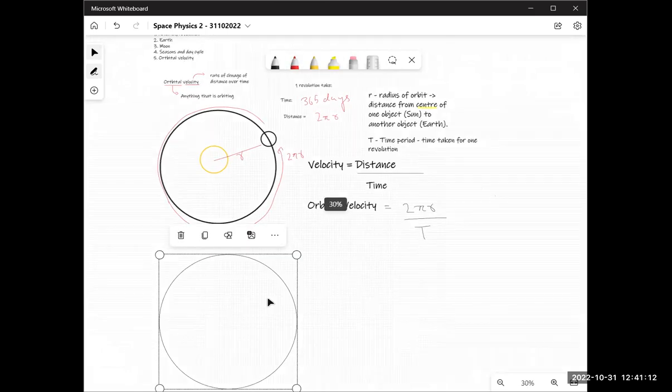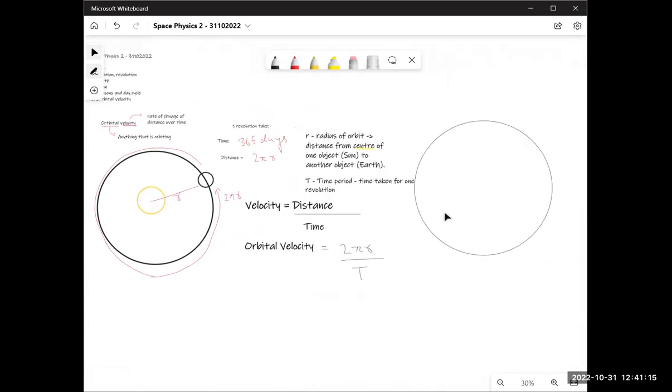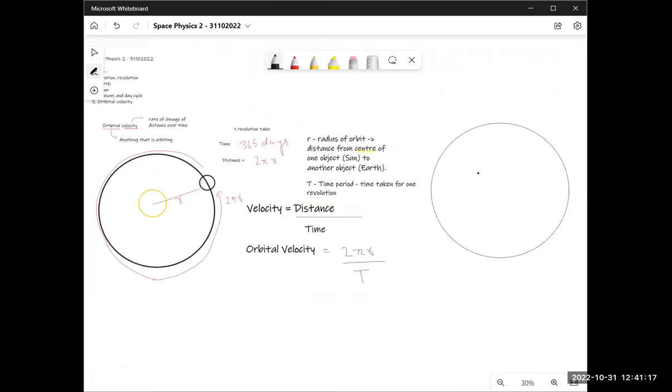Everyone finish writing? We'll only move on when you're done. The rest of you look at the right side of the whiteboard.